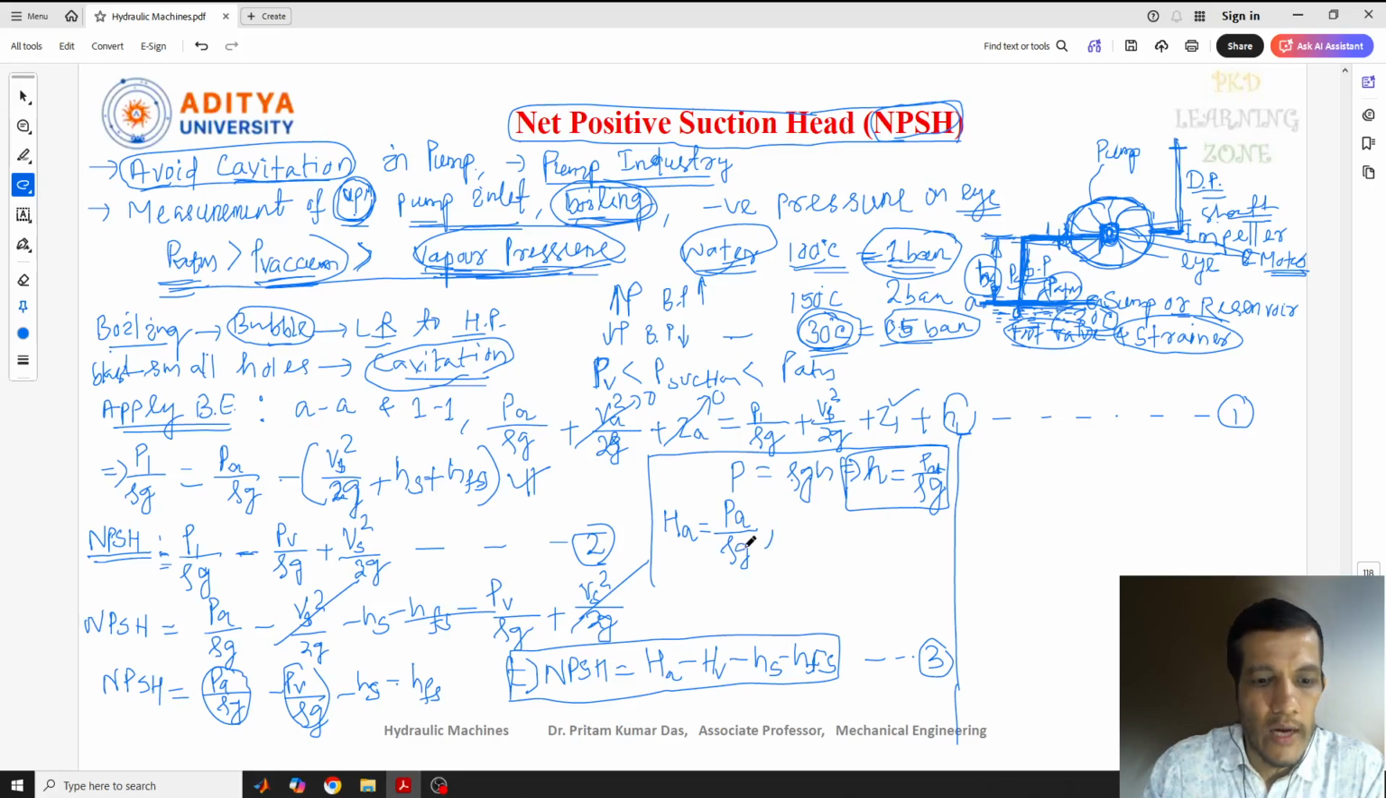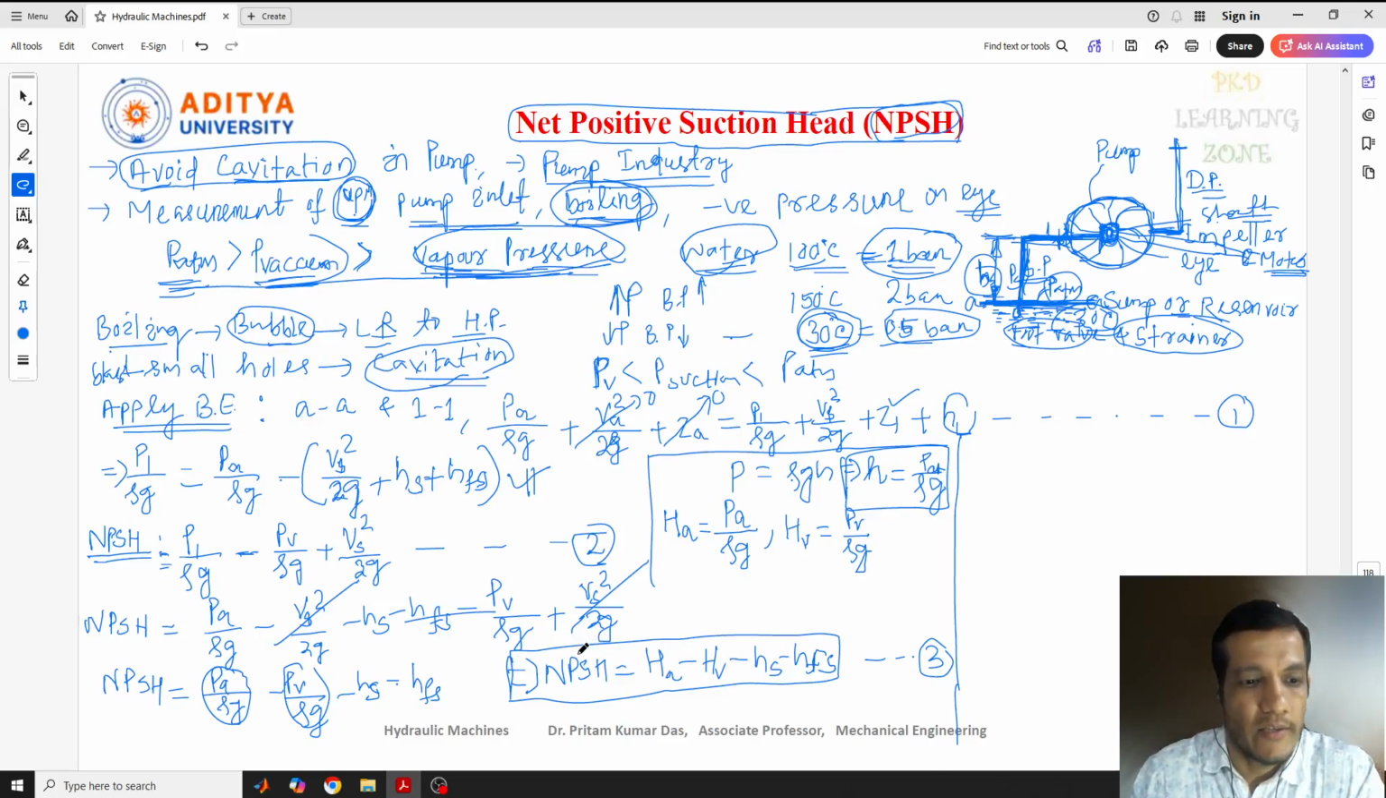Similarly, if you want to calculate the vapor pressure head, we need to consider HV, the vapor pressure head, equal to the vapor pressure by rho G. This is the concept, so we can find it out in this way. So this is our requirement, and we found this one.